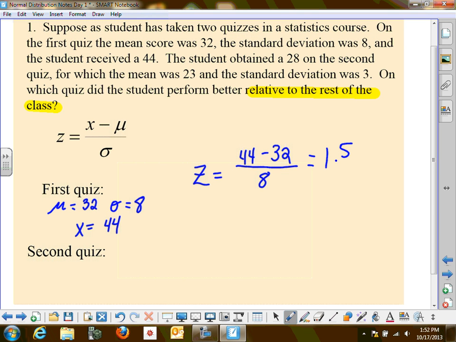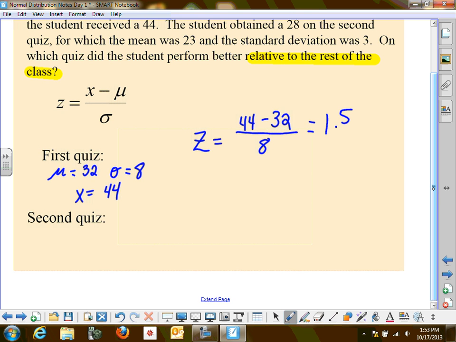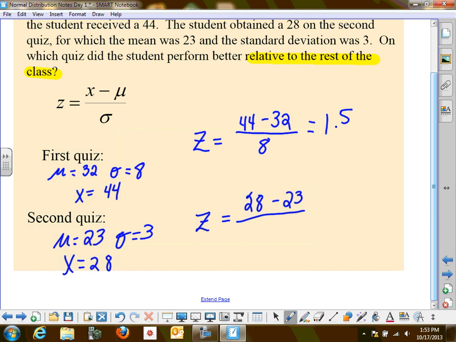Okay, let's see how well this student did relative to the rest of the class on the second quiz. So, the student got a 28. Now the class mean was a 23, and the standard deviation was 3. So let's find that z-score. So tell me my formula here. Ready? What's first? 28 minus 23 divided by the standard deviation of 3. That comes out to 1.6 repeating.